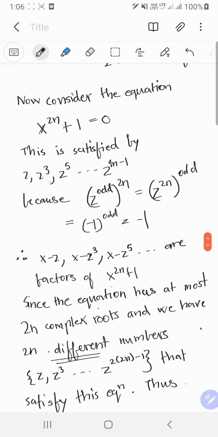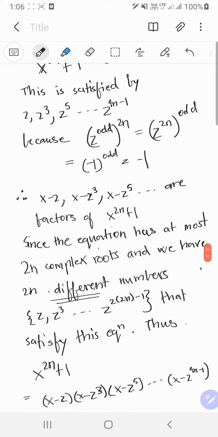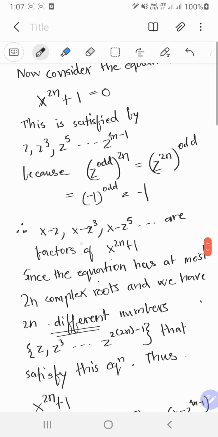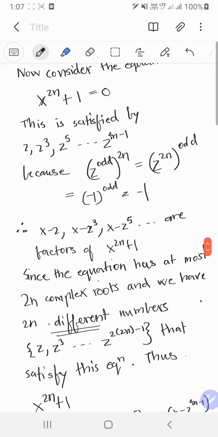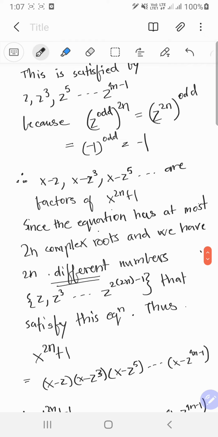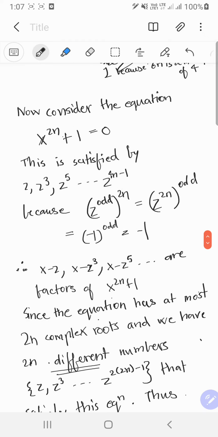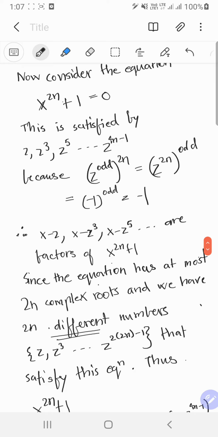Why? Because there are exactly 2n of these numbers, right? So here I've written everything. So x minus z cube, all these are just factors of this polynomial. All right. Since the equation has at most 2n complex roots, because its degree is 2n, and we have 2n different numbers, so yeah, they're different. Because if you write it in the polar form, you will see that the arguments are positive and they are between 0 and 2 pi, which means they all represent different points on the unit circle, right? So that means that all of those are different numbers.